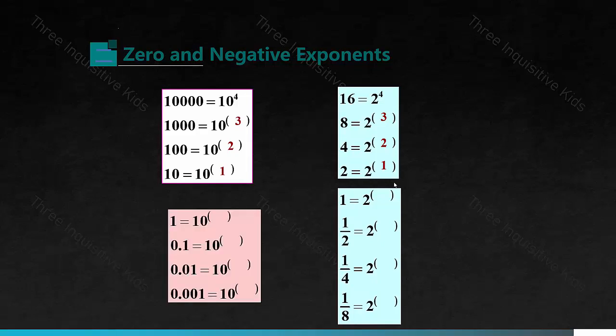Now we're going to try this pink one. 1 equals 10 to the what power? Well, 10 to the 0th power equals 1, because if there are no 10s multiplied together, there's always that remaining 1 that you can always find in multiplication. And over here, it's 10 to the negative 1 power, which will give you 0.1. And then over here, you get 10 to the negative 2 power, which is 0.01. And then you have 10 to the negative 3 power.